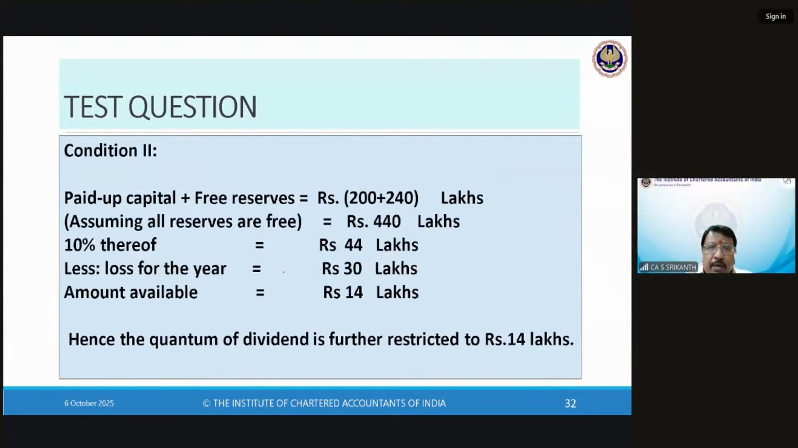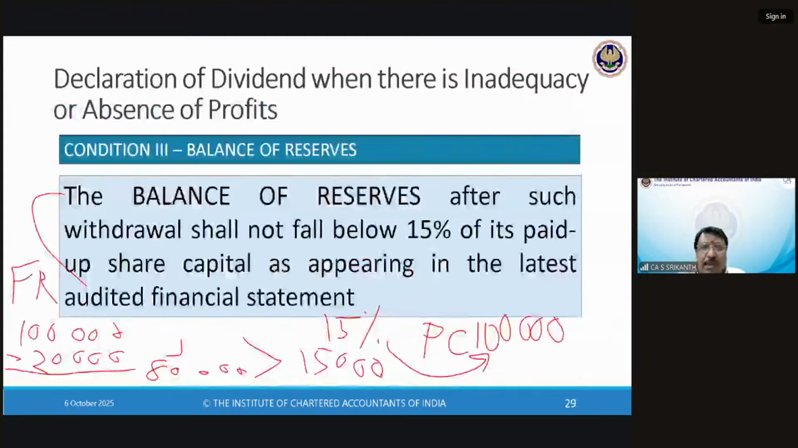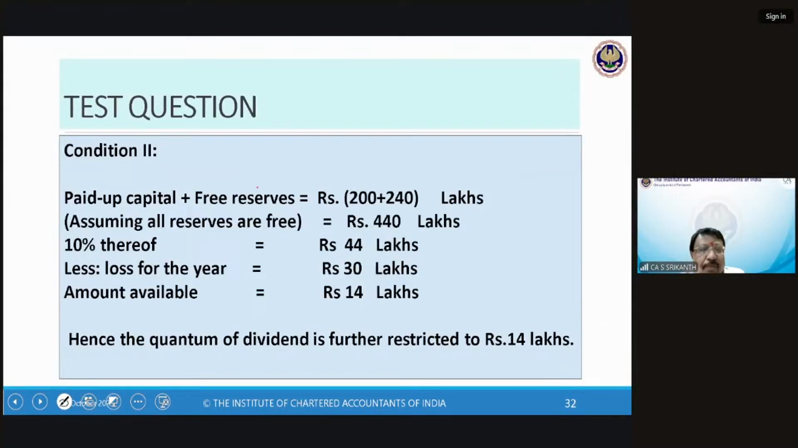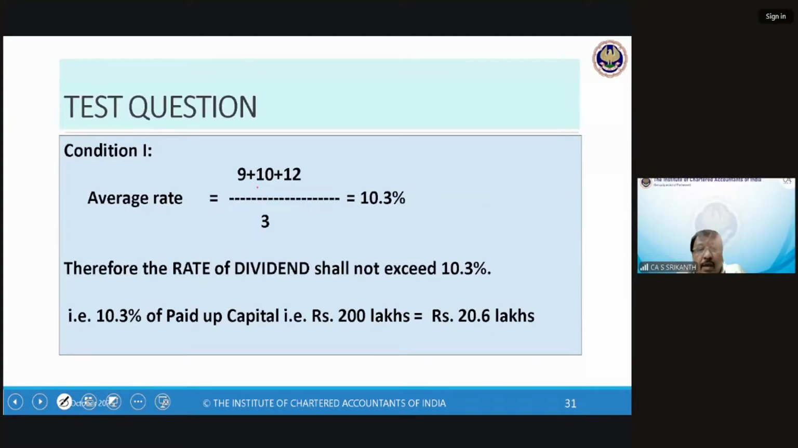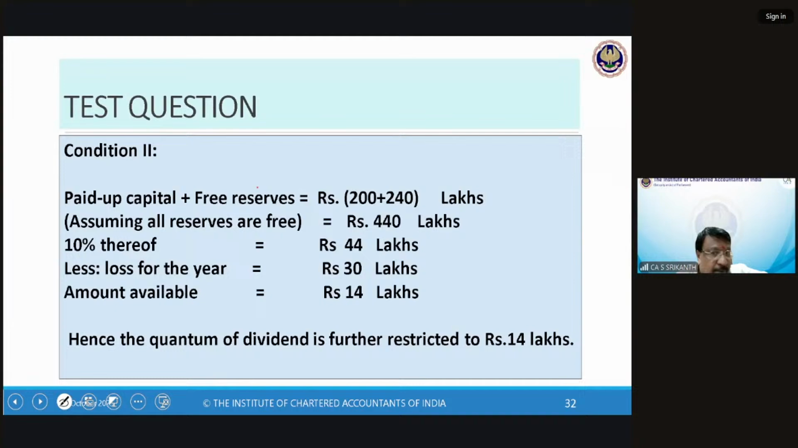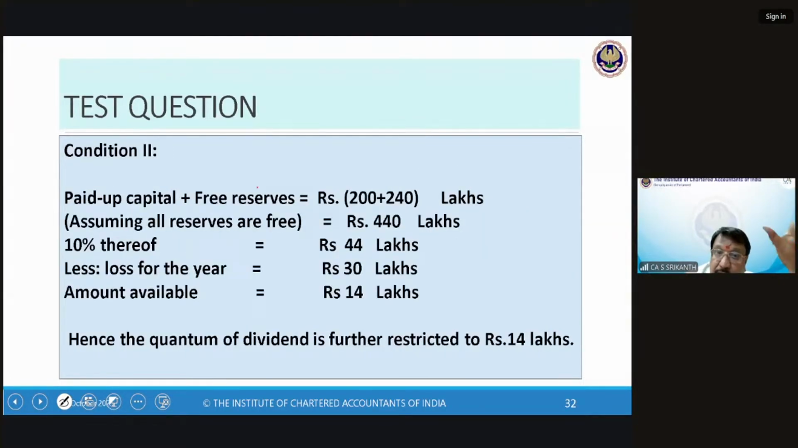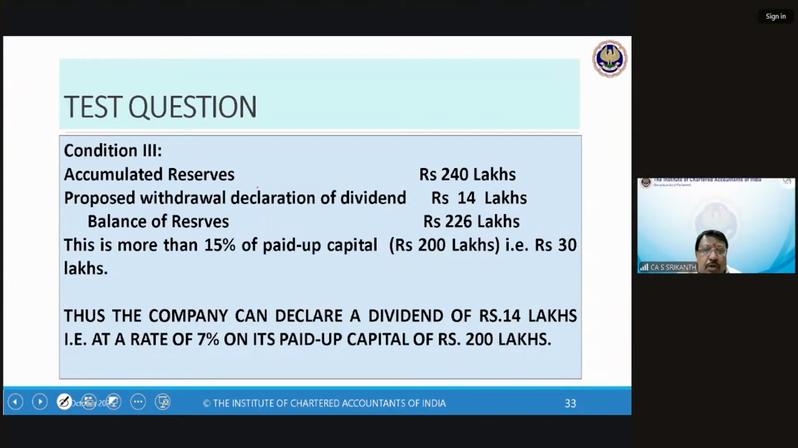Now it's clear. 44 is 10%. Loss for the year is 30 lakhs. This loss should be set off against the 10%. The balance is only 14 lakhs, the amount available. Hence the quantum of dividend is further restricted to 14 lakhs. Normally, with the average rate alone, I would have got 20.6, but because of this restriction it is reduced to 14 lakhs. The actual amount withdrawn is only 14, so the balance of reserve is 226 lakhs.